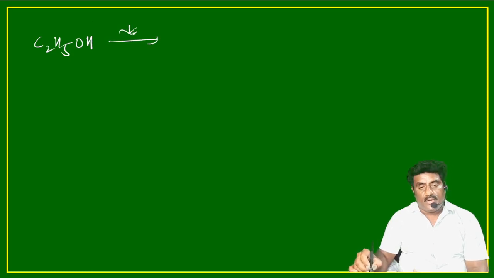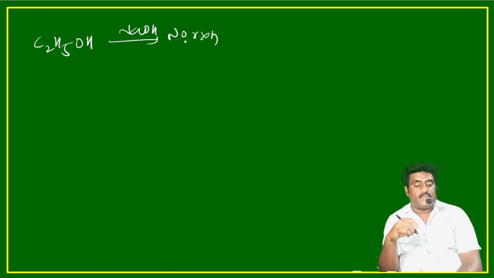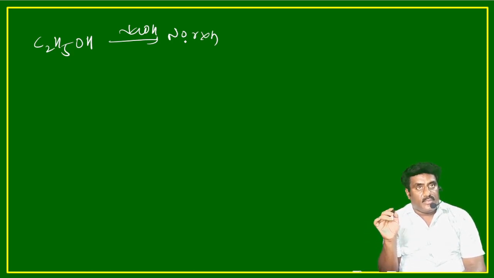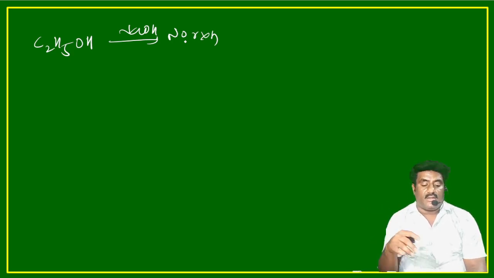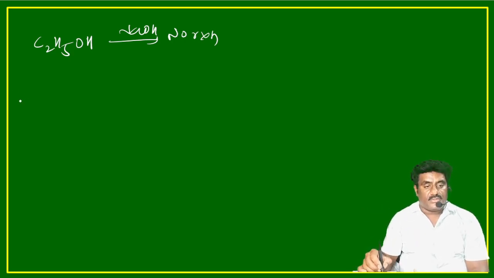Generally, C2H5OH with sodium hydroxide gives no reaction. Sodium alkoxide with water decomposes to form alcohol and sodium hydroxide. But ethanol does not react with sodium hydroxide. I am writing one question.